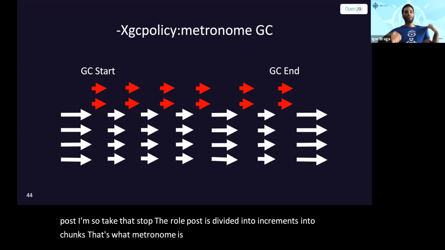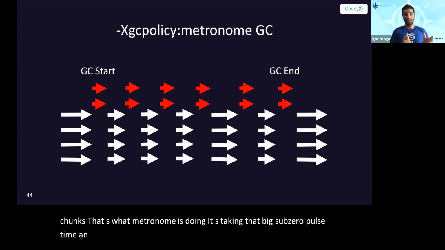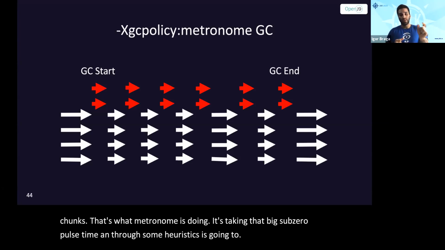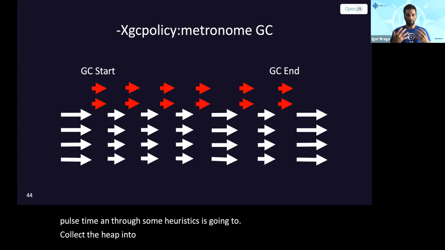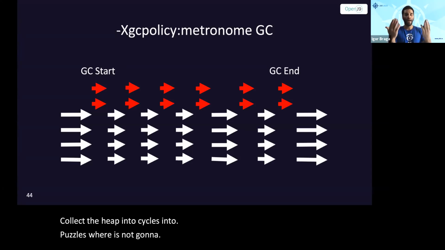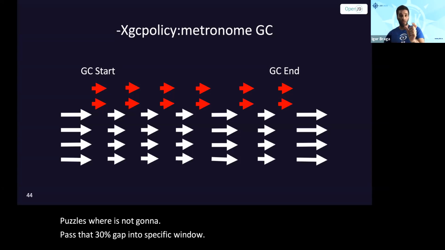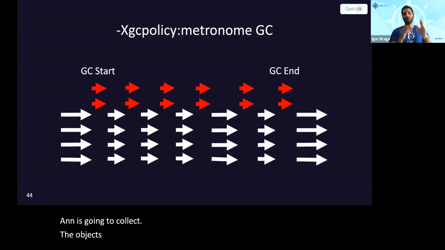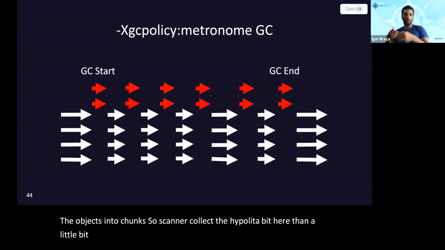It's taking that big stop-the-world pause time, and through some heuristics it is going to collect the heap in cycles, into pauses, where it's not going to surpass that 30% gap in a specific window, and it's going to collect the objects in chunks. So it's going to collect the heap a little bit here, then a little bit here, then a little bit here, which is why it's called an incremental collector.